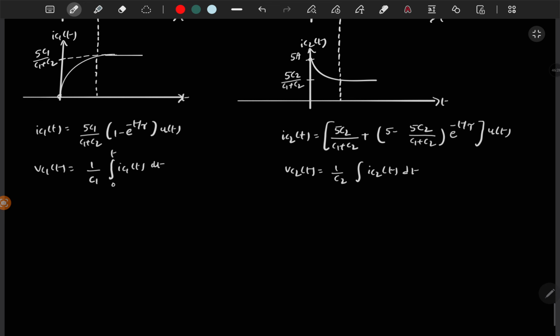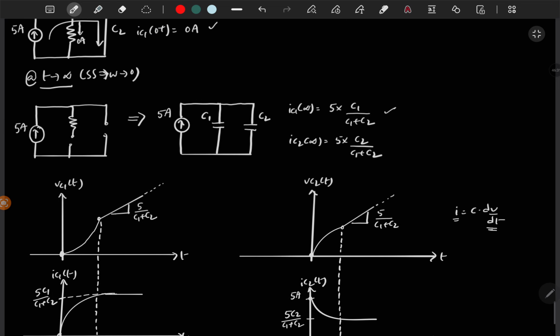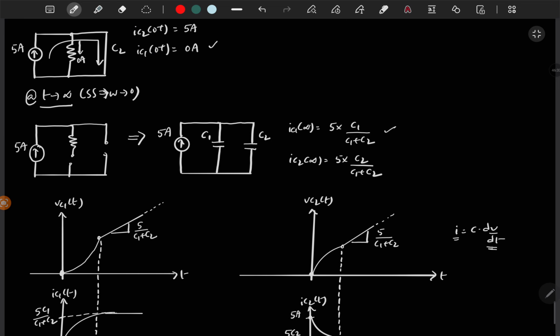So most probably try to solve the circuit in time domain itself, then only you will get to know how the circuit is behaving, how the capacitor is charging and discharging. Those things you can get to know only in time domain analysis.